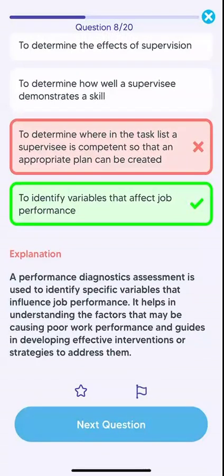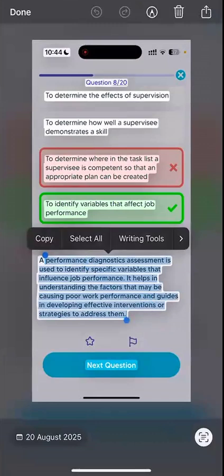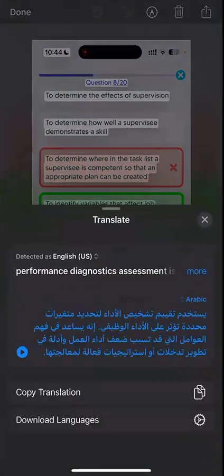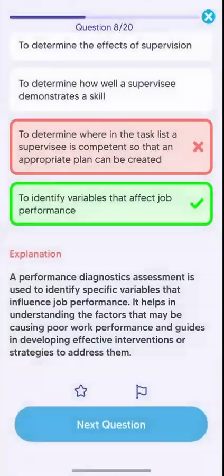Very cool. I'm taking a picture. A performance diagnostic assessment is used to identify variables that influence job performance. It helps to understand the factors. Okay. I get it.